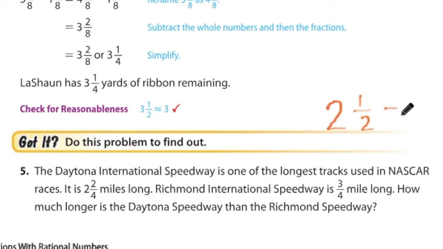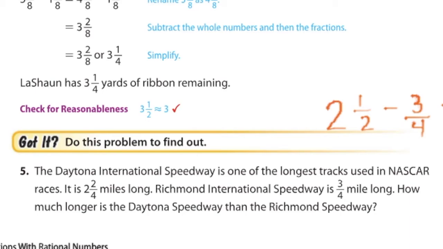So I did change that into 2.5, but then that left me with not having a common denominator. But you have to know there's some different methods for these types of problems as well. So I could actually do this problem thinking about money. $2.50 take away 3/4 of a dollar is 1 3/4.